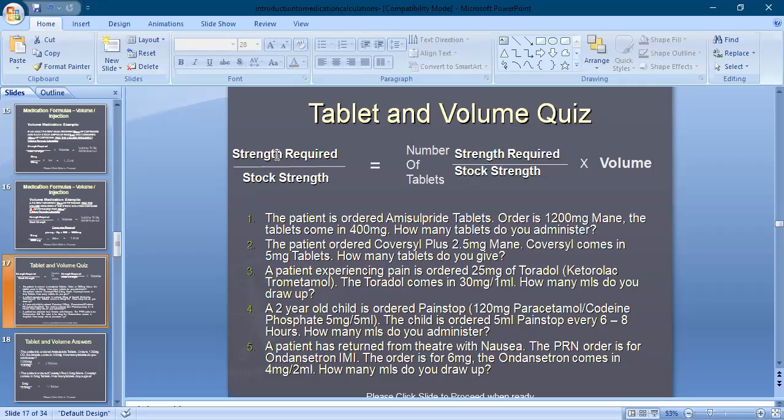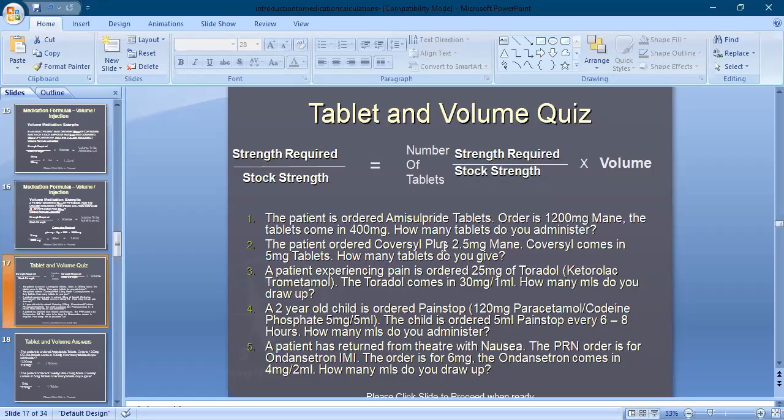The strength required divided by the strength in stock. So number of tablets equals this when you need the number of tablets. But when you need the injectable or volume, you use this formula. Strength, stock, same as this, but you have to multiply by the volume, liquid. But if there is no liquid, only tablet, you use this formula, right? So using this or this formula, we can calculate this 5.